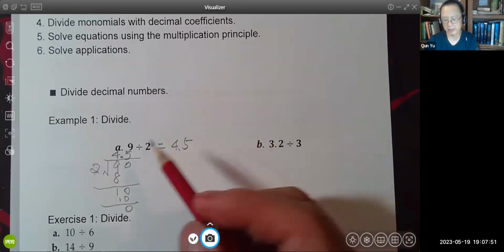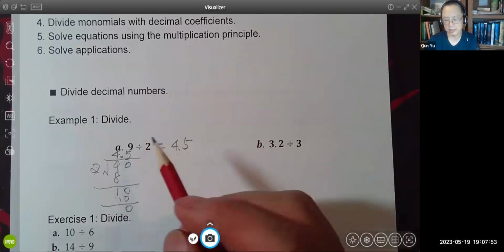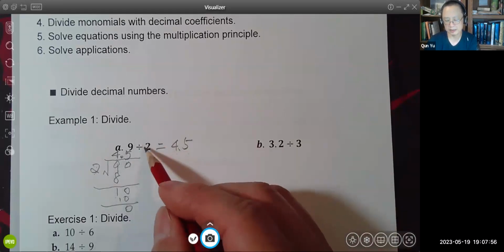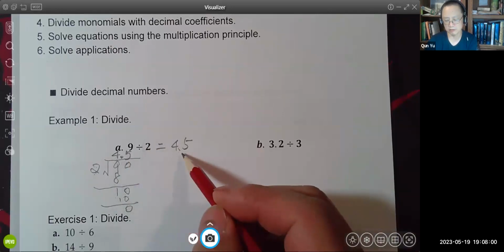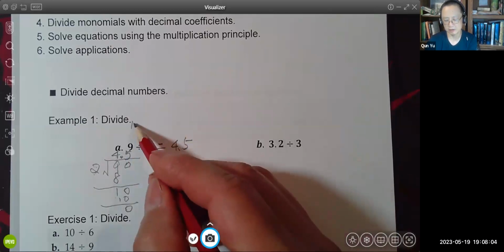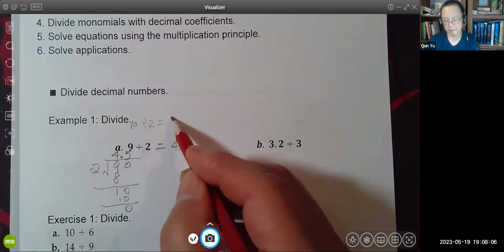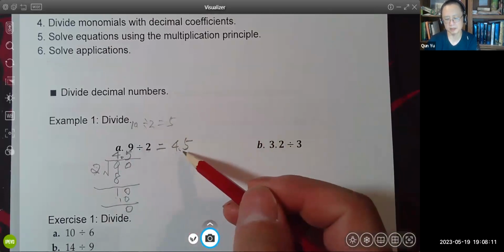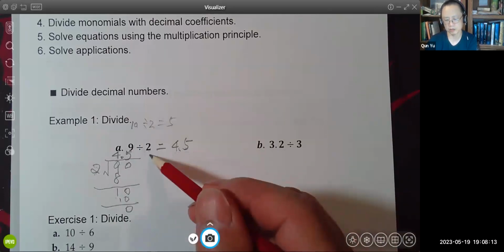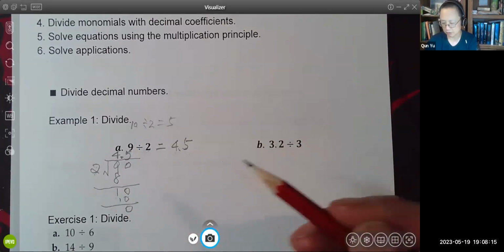Second meaning is how many times the second number is contained in the first number. 9 divided by 2 equals 4.5, which means there are 4.5 2s in 9. If you use 10 divided by 2, you get 5. What does this mean? It means there are 5 2s in 10. It just happened to be a decimal. There are 4.5 2s in 9. So let's do the second one.